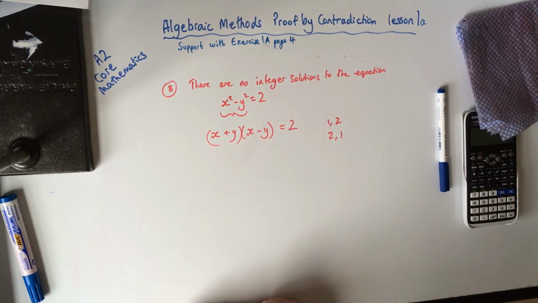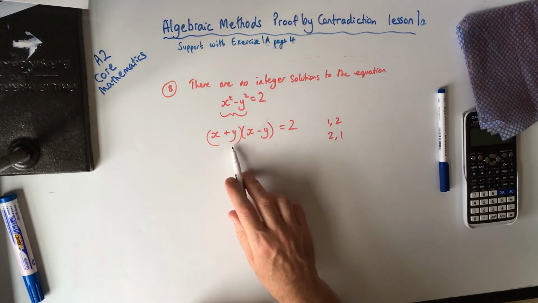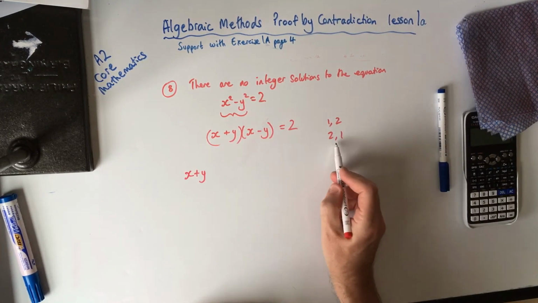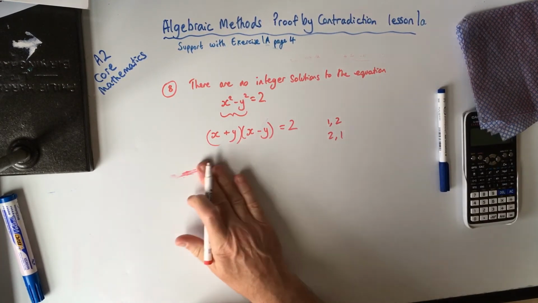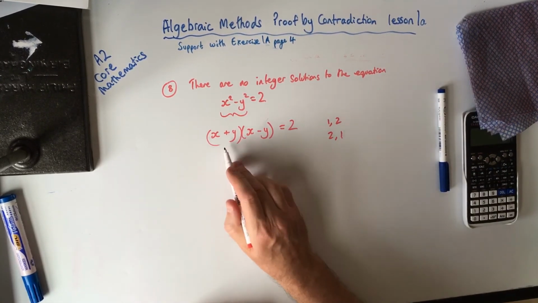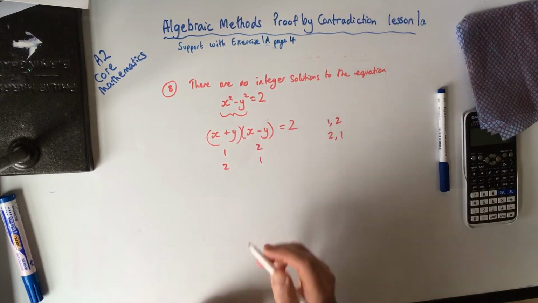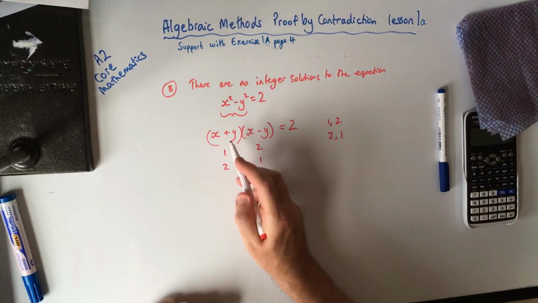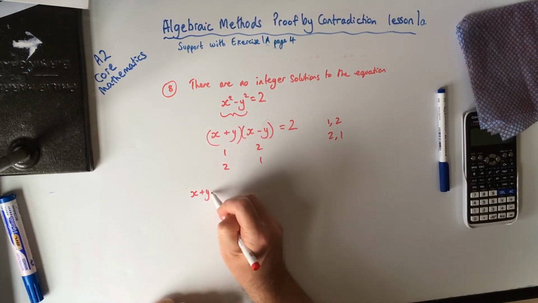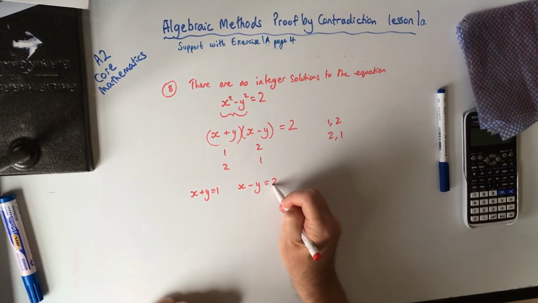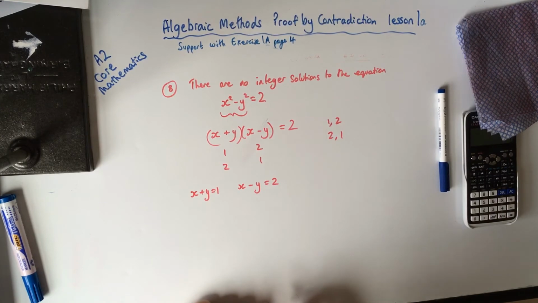So if that is the case, let's do the top row. If this is 1 then this is 2, or this is 2 when this is 1. So if this is 1, then x plus y equals 1, and x minus y is equal to 2. That must be the case.